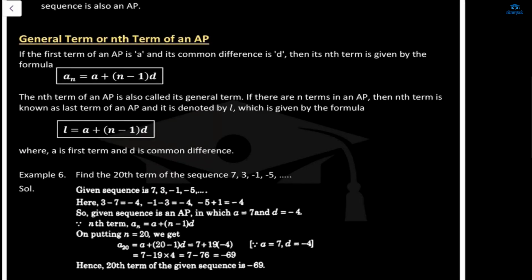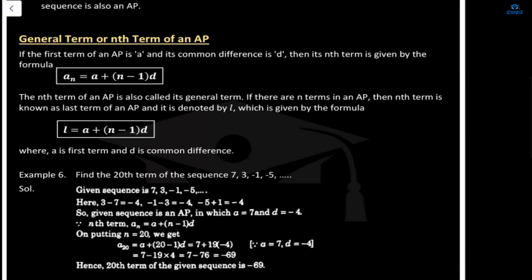General term or nth term of an AP. If you need to find any term, it's not necessary that there are only 10 terms. It can be 20 terms, 100 terms, 110 terms. It's not possible to mention all the terms. I can just give you the starting five numbers, tell you that it is an AP, and ask you to find the 100th term. So how can you do that?